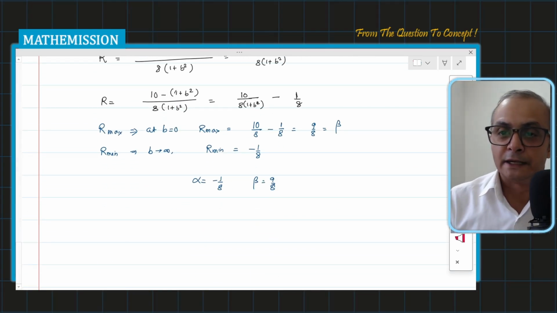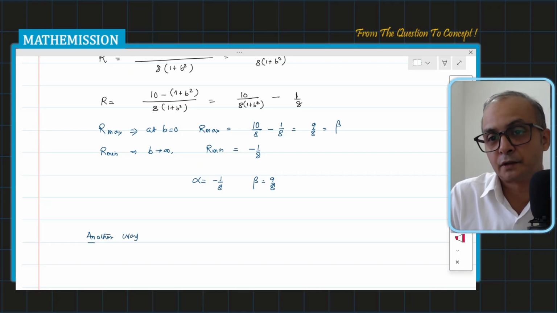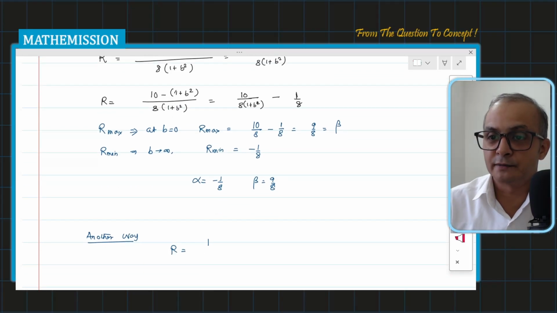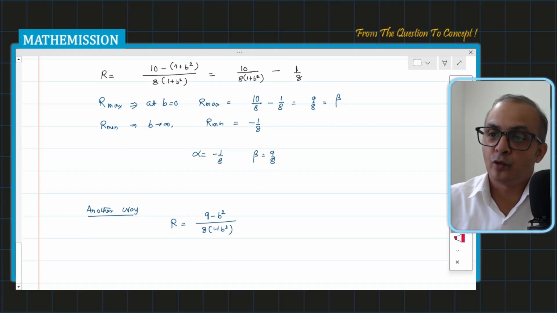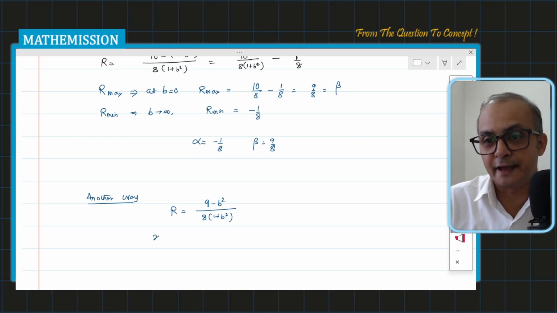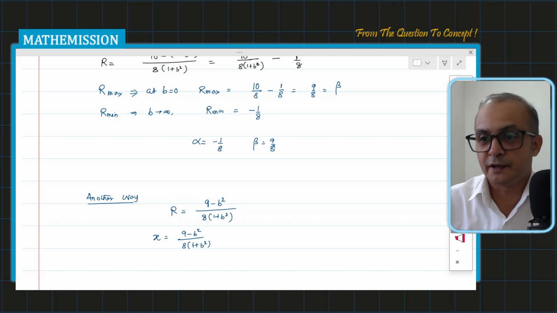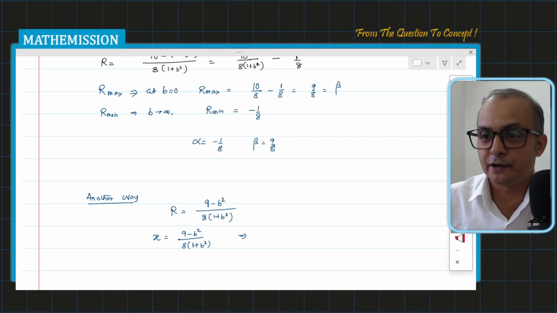The other way to do it from here is this one. I had r equal to the original one, 9 minus b square divided by 8 times 1 plus b square. Now let's say this is x, and the idea is, can we find the minimum and maximum value of x? Yes, we can. So let's extract the value of b square in terms of x.